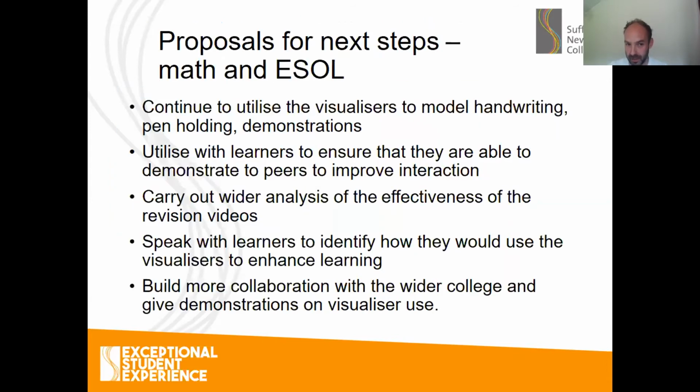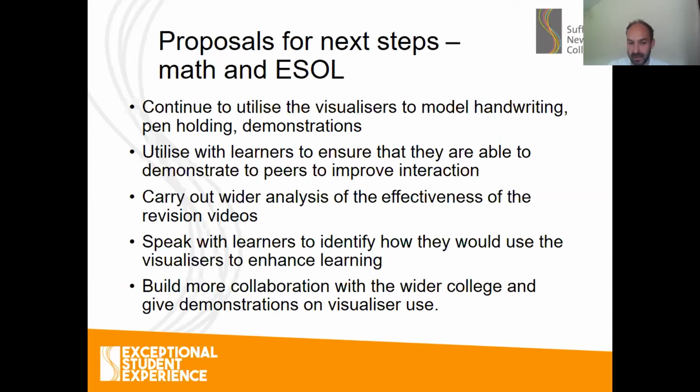As a final proposal and for our next steps for maths and ESOL, we want to continue that use to model handwriting, pen holding, and demonstrations. We do want to utilise them with learners to ensure that they're able to demonstrate with peers. Obviously, we couldn't do that because of distancing, wiping and disinfecting everything, but hopefully in the near future we'll be able to allow learners to use them.